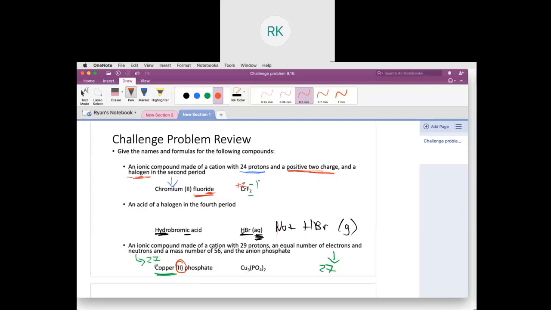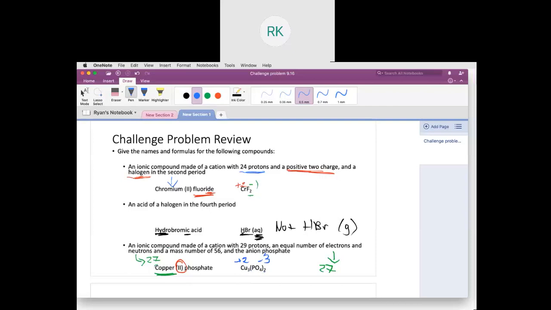Now coming up with the chemical formula for this can be a little bit more difficult to balance the charges. So something that's important to remember is that phosphate has a -3 charge, and we know copper has a +2 charge. So how do we get this cation and anion to balance in terms of charge? We have to change our subscripts, right? The amount of each ion we have.